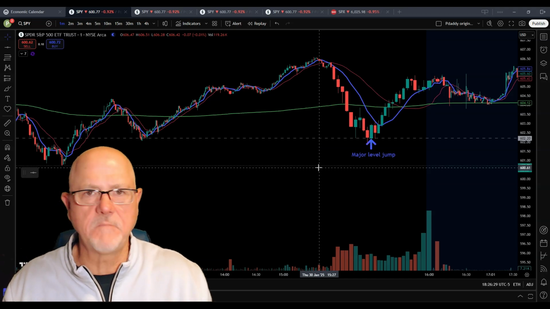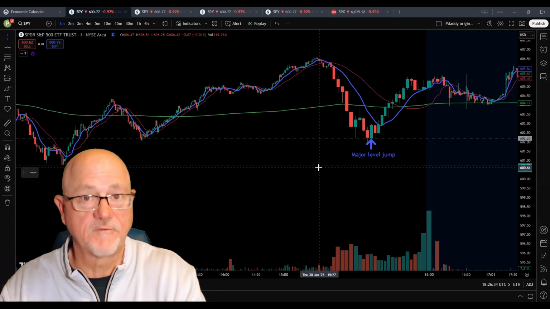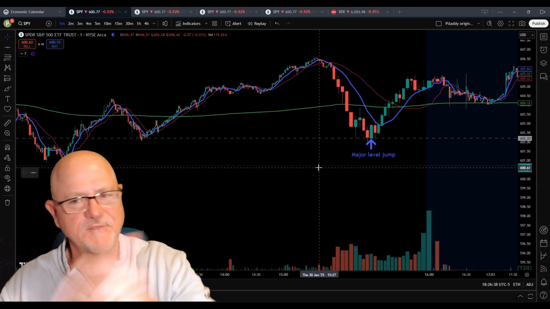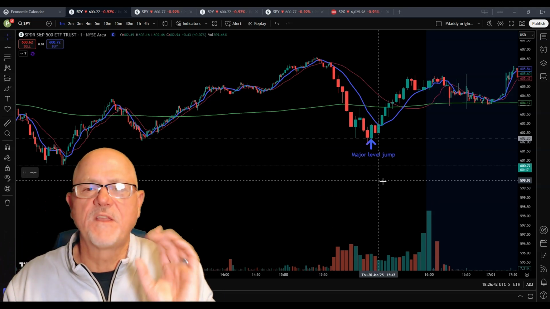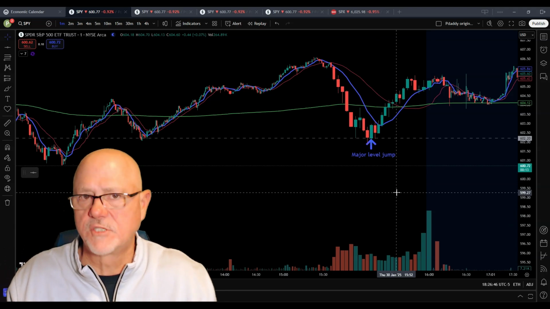We always have a target in mind. It can be a line on a screen. It can be something different. But again, we use the 9 as support on the way up. We use the 9 as resistance on the way back down. It's simple, folks. I mean, it's really simple. So the first tactic, folks, is called a major level jump.